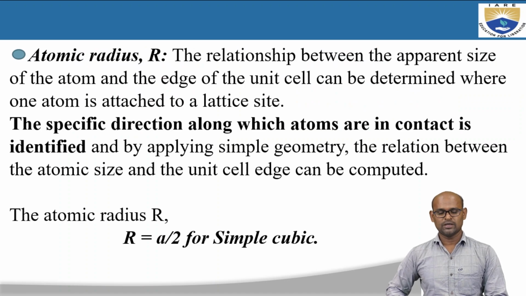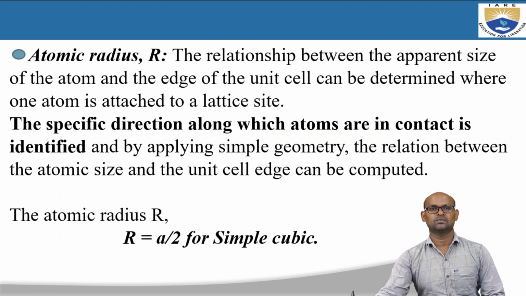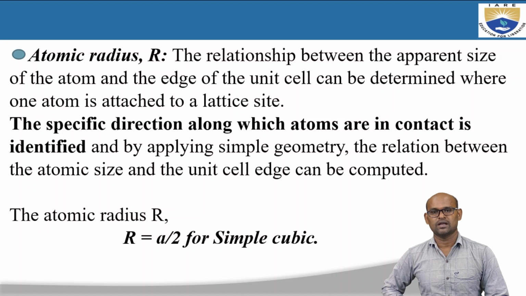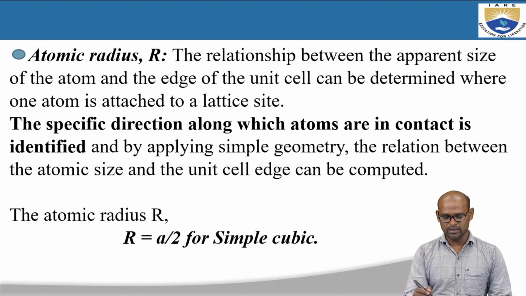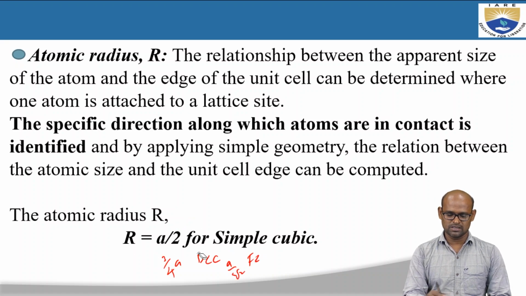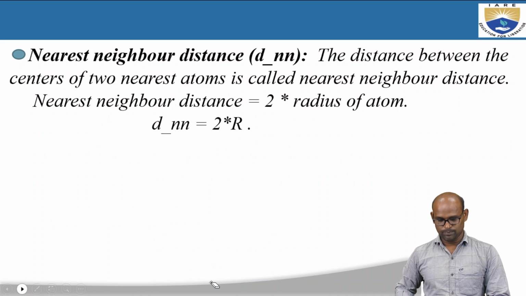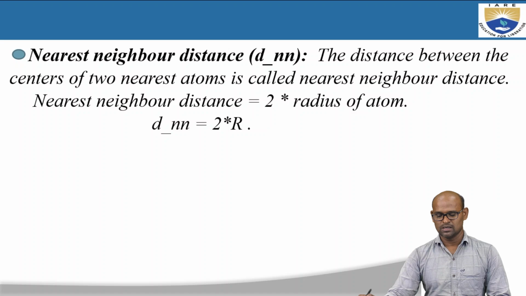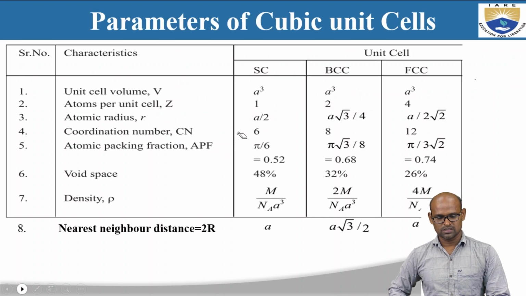Atomic radius we have discussed. To find out the atomic radius, we need to find a direction along which atoms are in contact, and we have just discussed the atomic radius r is a by 2 for simple cubic, square root 3 by 4 into a for BCC, and a by 2 root 2 for FCC. And then the nearest neighbor distance is the distance between the centers of two nearest neighbor atoms, and that is obtained by multiplying the radius with 2. So we have discussed this also.